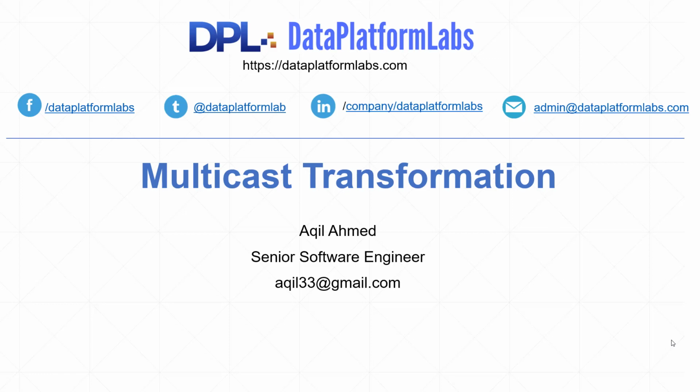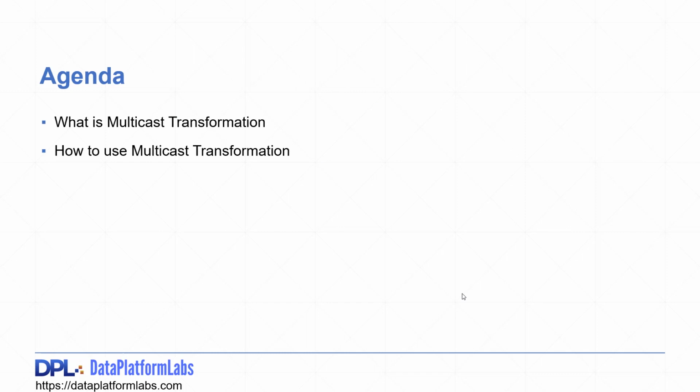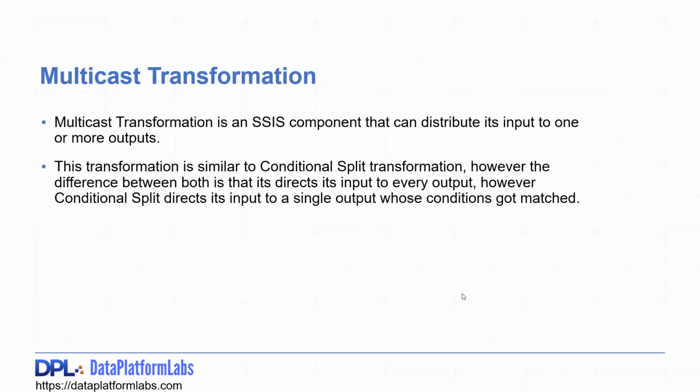In this particular video tutorial, I will be talking about the multicast transformation in SSIS. So the agenda of today's video tutorial will be what is multicast transformation and how to use the multicast transformation. So multicast transformation is an SSIS component that can distribute its input to one or more outputs.